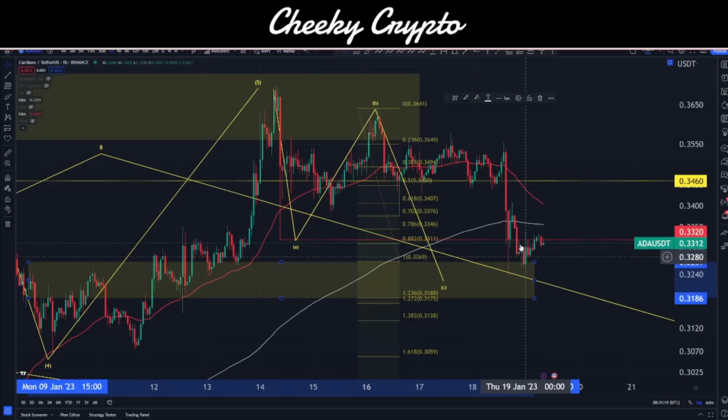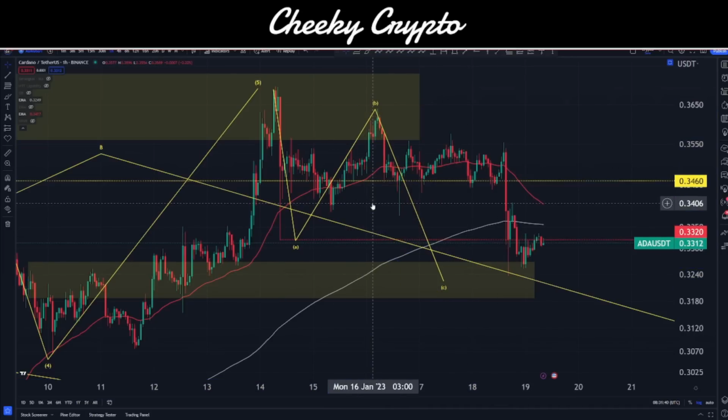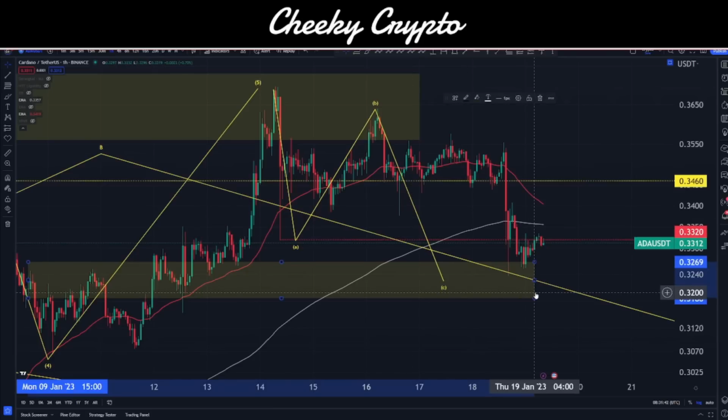I don't think necessarily this is done though, so we're going to try to ascertain whether this C wave is complete and we should start thinking about some kind of move to the upside. For the most part, it looks like it should just be done here, and we could potentially move up a little bit before maybe resetting and going down a little bit deeper. So let's jump into that and see where that kind of takes us in terms of Elliott wave theory on ADA's chart.